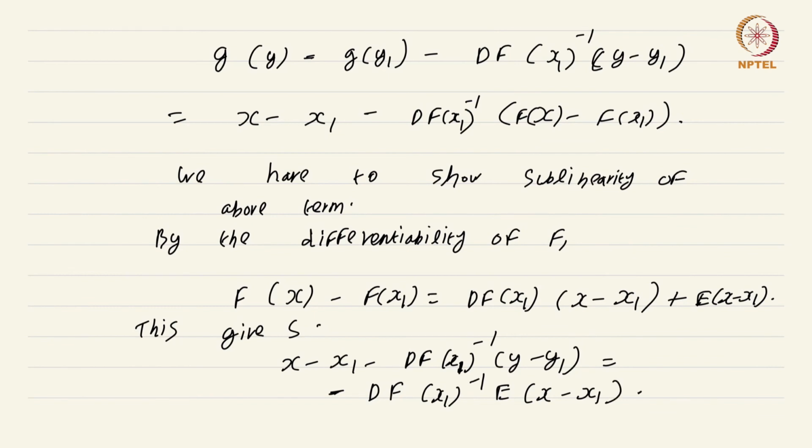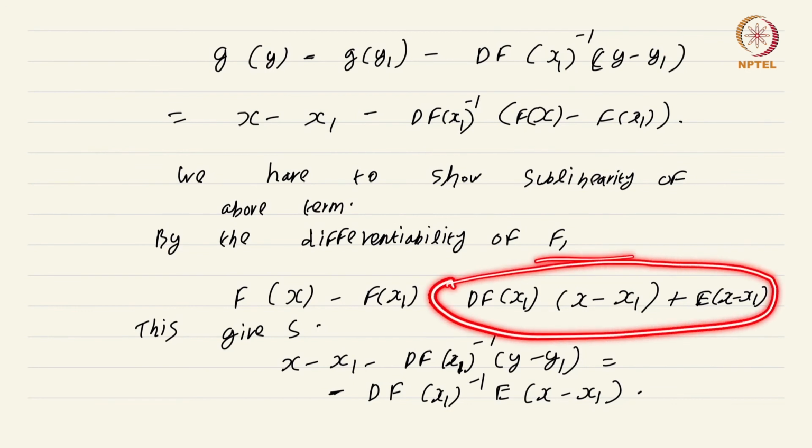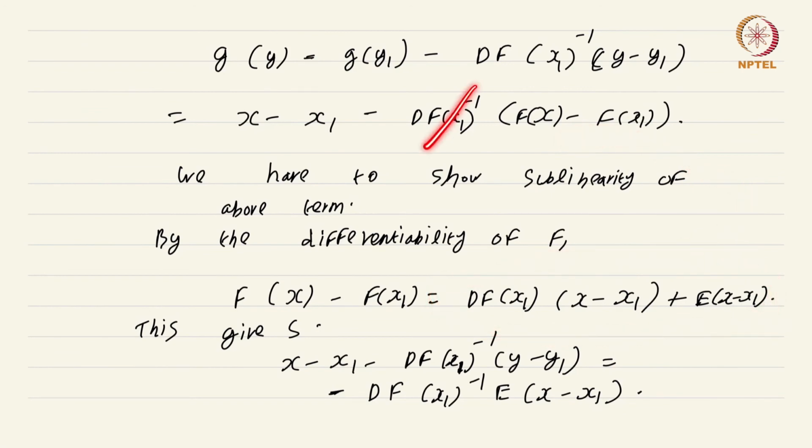Okay, how did we get this? Well, x minus x1 minus dfx1 inverse of fx minus fx1, we just substituted this dfx1 x minus x1 plus e of x minus x1 here, and then dfx1 and dfx1 inverse both just cancel off, and you're just left with x minus x1 plus dfx1 inverse of e of x minus x1, which is what I have written here.